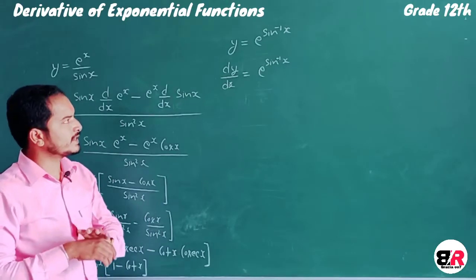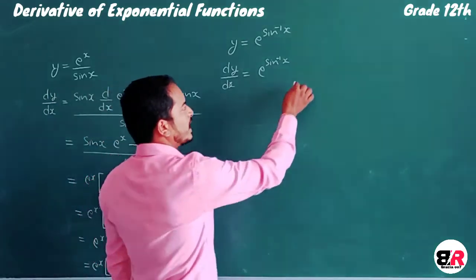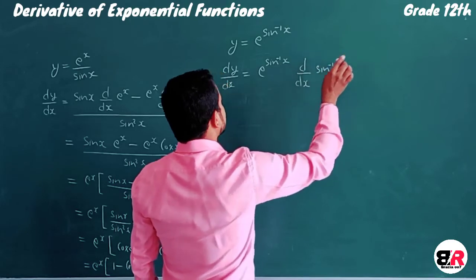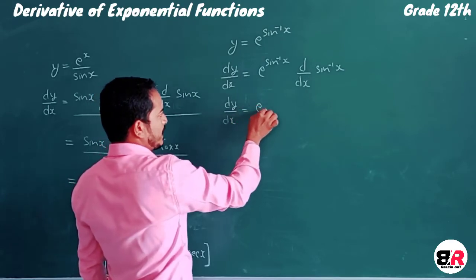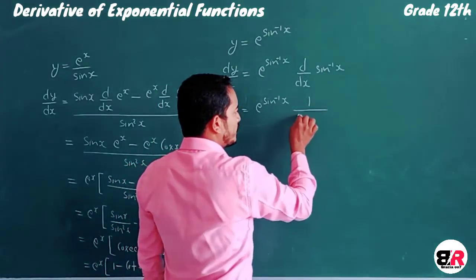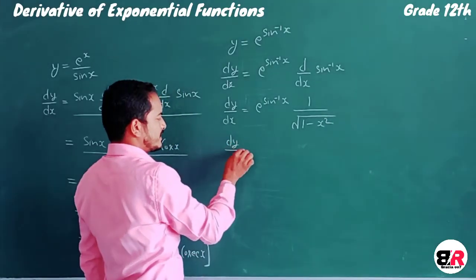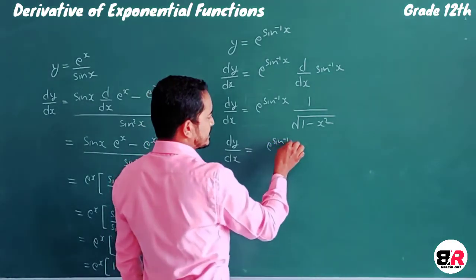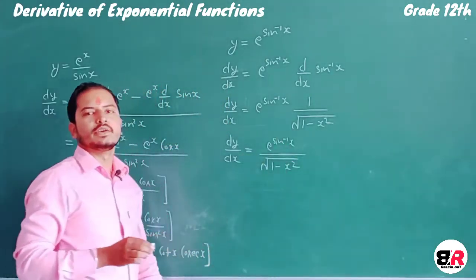But the chain rule says that sin inverse x will again be differentiated with respect to x. Then d by dx of sin inverse x. Then the required derivative dy by dx is e to the power sin inverse x, and we know that the derivative of sin inverse x is 1 by root 1 minus x square. So we have the required answer of this example, that is e to the power sin inverse x upon root 1 minus x square. It is your second example.